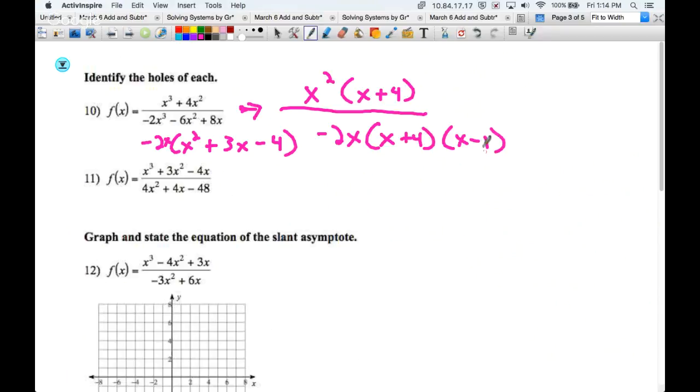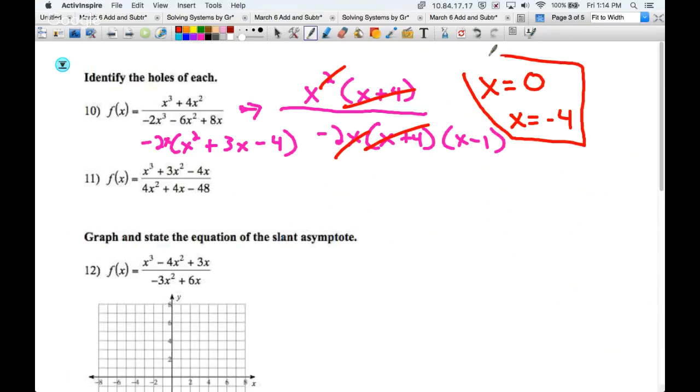So the factors that cancel: an x will cancel with an x, and the x plus 4s are going to cancel. So the values that made these 0 were x equals 0 and x equals -4. Those are the holes of the graph because they canceled.